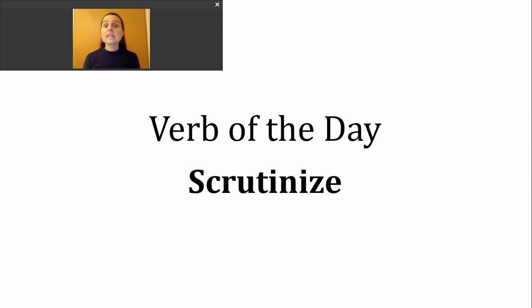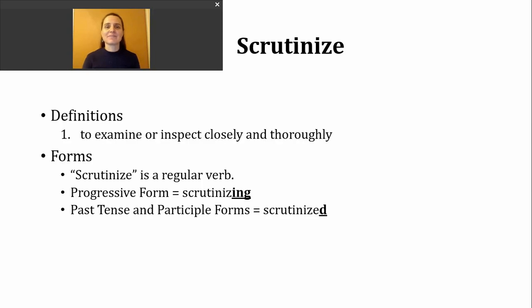Today's verb is scrutinize. You might be happy to know there's only one way that this verb is used, and that is to mean to examine or inspect closely and thoroughly. This might be a new word for you, but it is a word that's very common in academic settings.